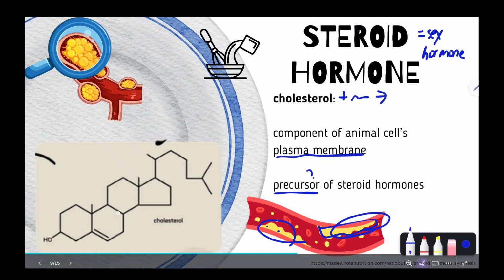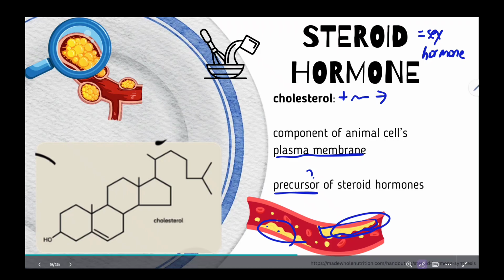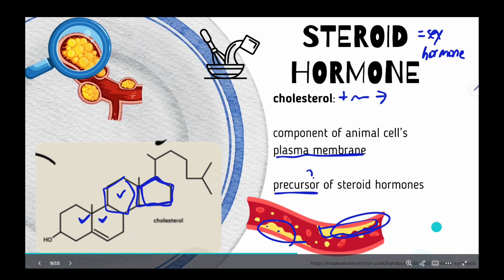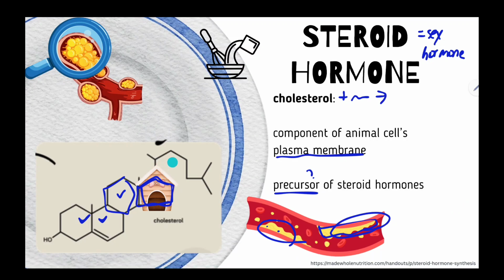This is the structure of steroid hormone. Now there are three hexagons, but how are we going to memorize this structure? For me, I just thought of this as it kind of looks like a doghouse. You see how this doghouse is similar to this?